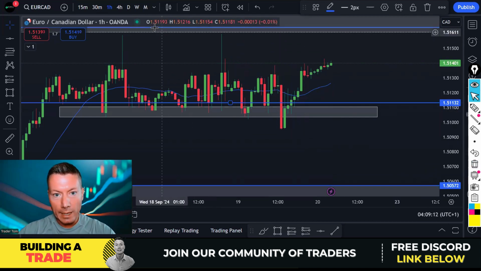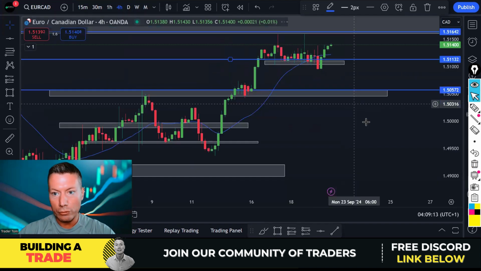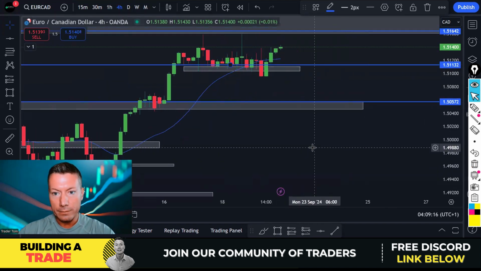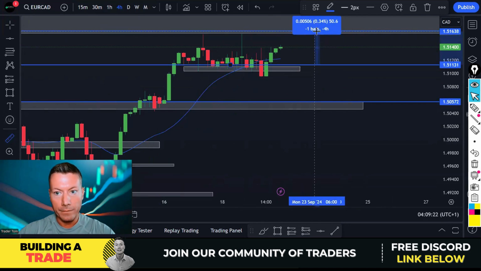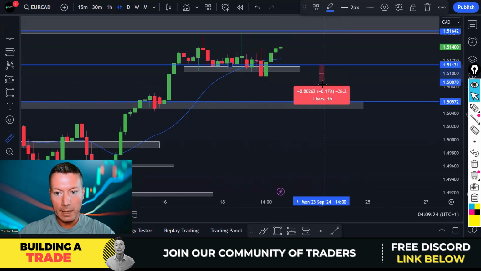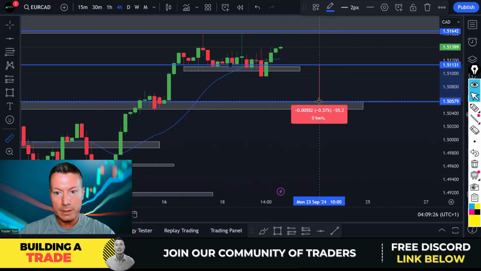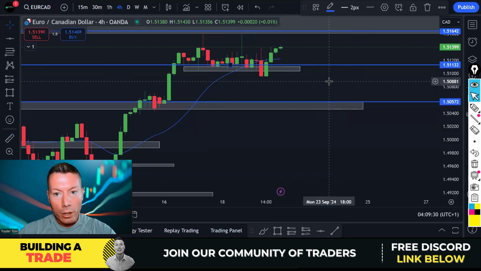But if we go back to the H4, this is about building a trade. Now, all of a sudden, my risk is 50 pips and my take profit is potentially 55 pips. So now the trade makes sense because I've built the trade.